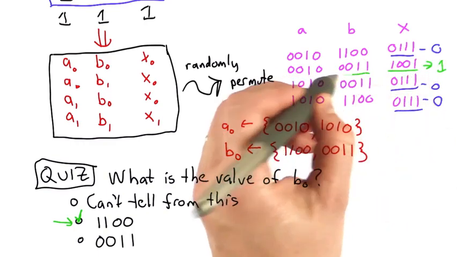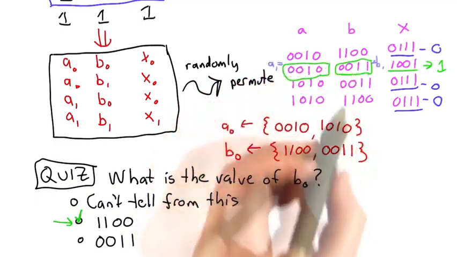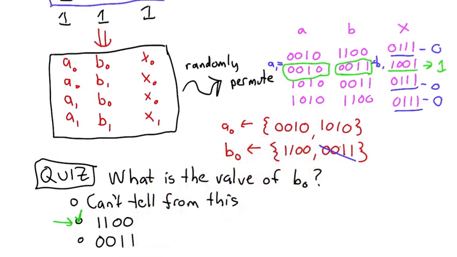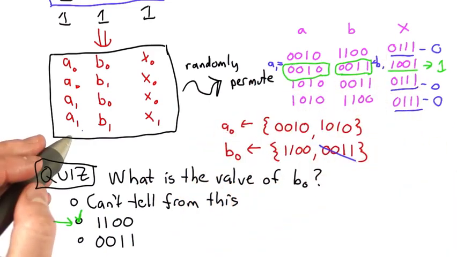And that means the only way the output could be 1 is if both of these represent 1. So that means we know the value of B1. That's this one. So the value of B0 must be the other one, which is 1100. And we can, in fact, deduce all the lines in the truth table from this pattern. So obviously this doesn't work.